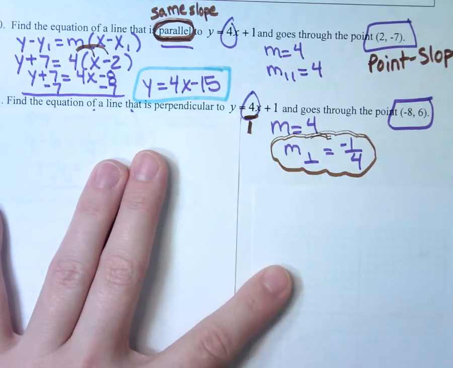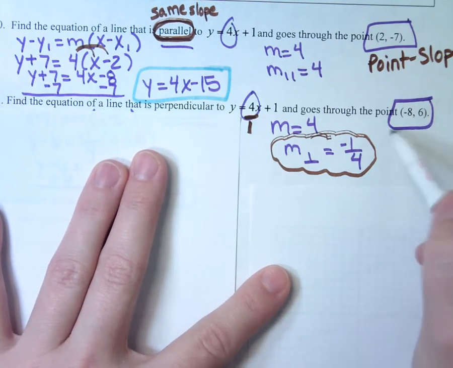So parallel lines have the same slope, but perpendicular lines have slopes that are opposite reciprocals. That means flip and switch, flip the fraction, switch the sign. Now you've got it.